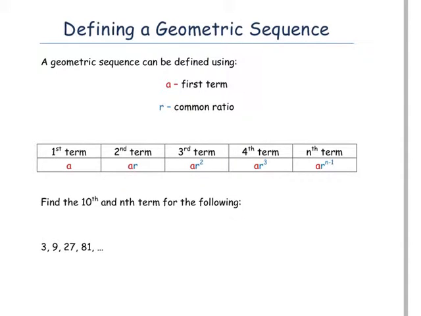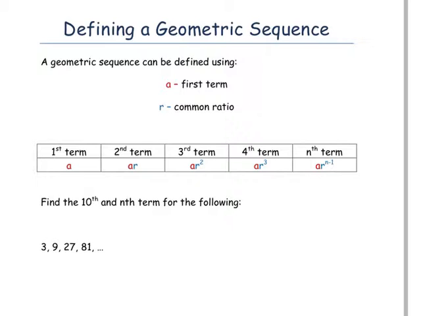Then to get the third term, you multiply by the common ratio again, which is why it's r squared. And to get the fourth term, you multiply by r again to get a times r cubed. So that means that the nth term rule for a geometric sequence is a times r to the power of n minus 1. The reason it's to the power of n minus 1 is if you look at the second term, you've got r to the power of 1. The third term is r squared, and the fourth term is r cubed. So it's always one less than the term we're looking at.